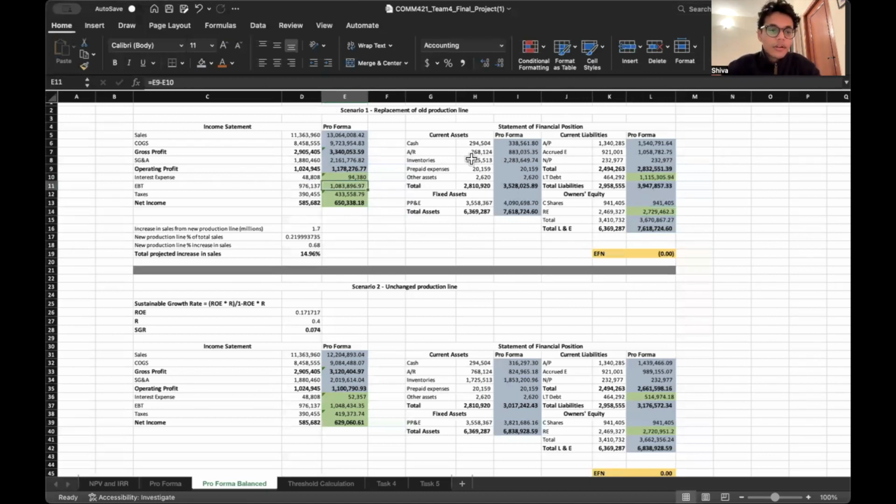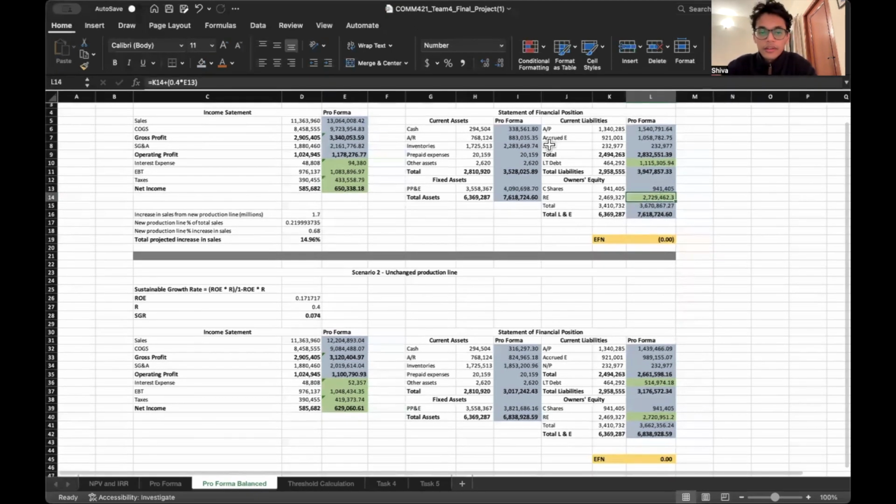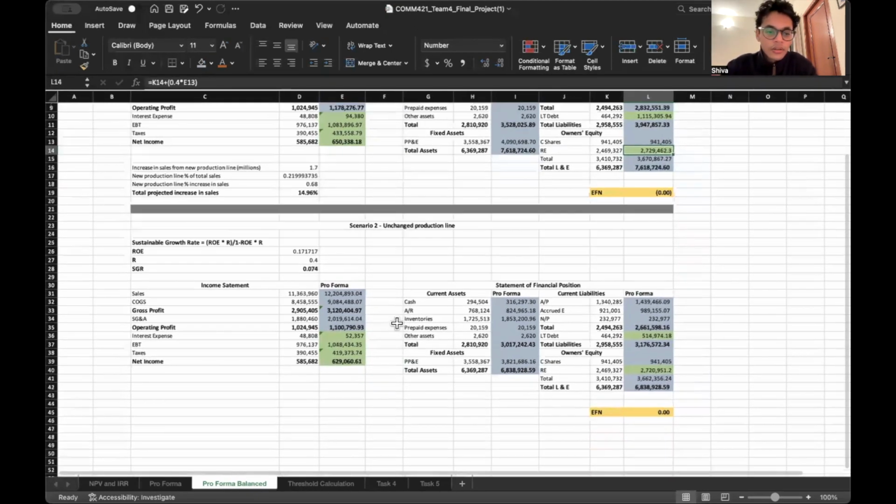Once you change that, your EBT is going to change, your tax is going to change, and your total net income is going to change. That's going to once again affect retained earnings, and then it's going to have a smaller EFN imbalance. And then once you add that back to long-term debt, you're going to get a different number each time, and we do that like 5 times for it to balance. And then finally, it was balanced with these numbers presented here.